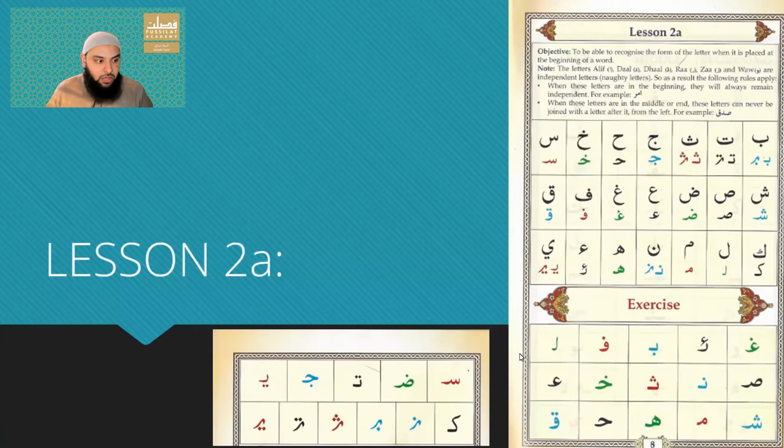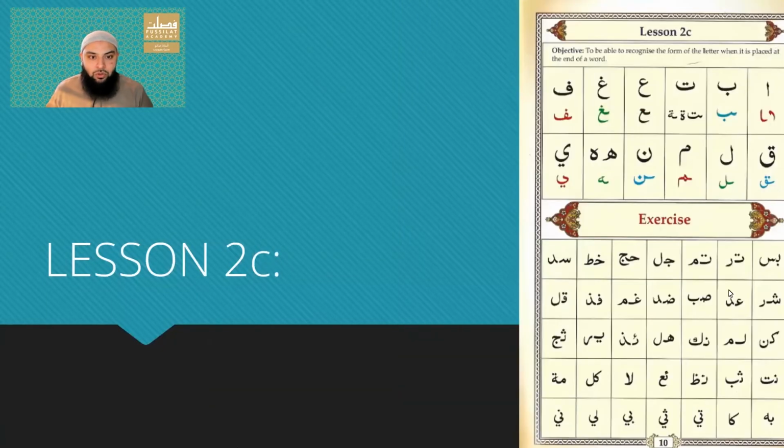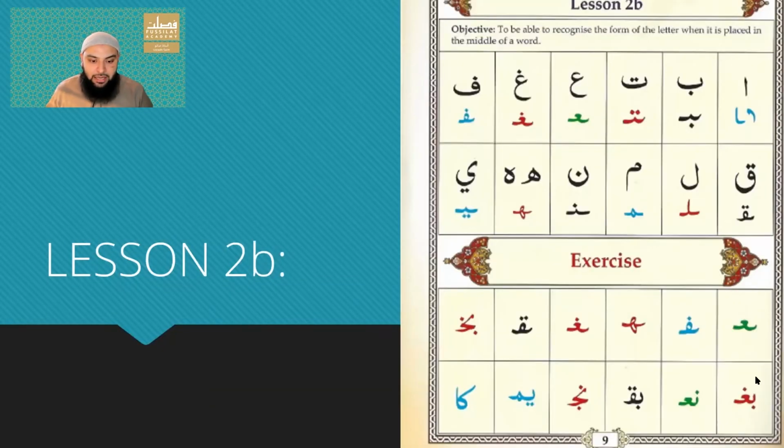Well done. 2b. So 2b only has 2 lines. And again, just the name of the letter. And this is towards the end, you're going to introduce multiple letters.